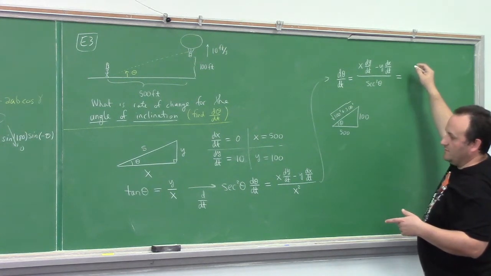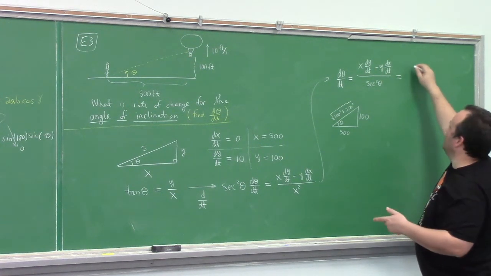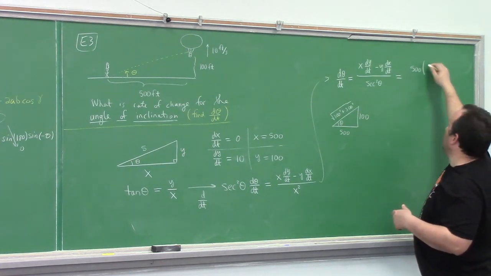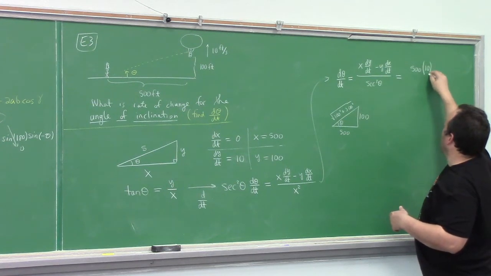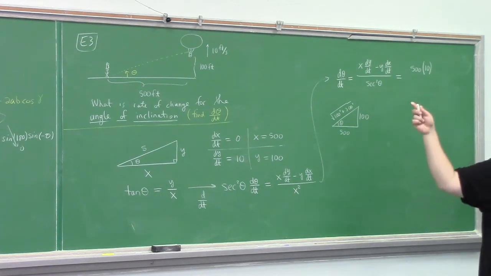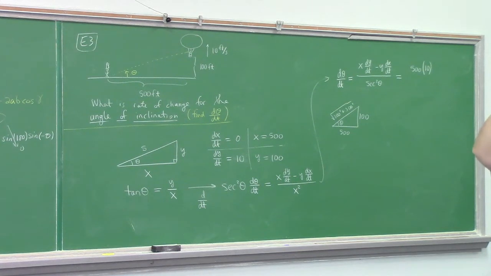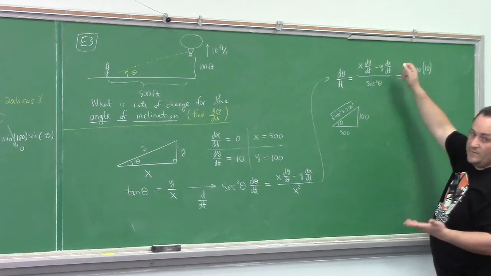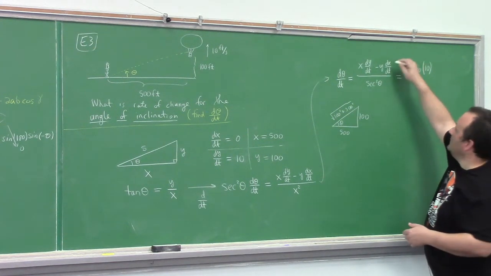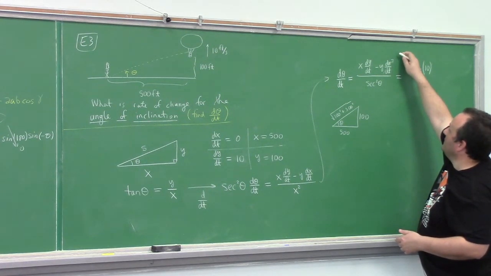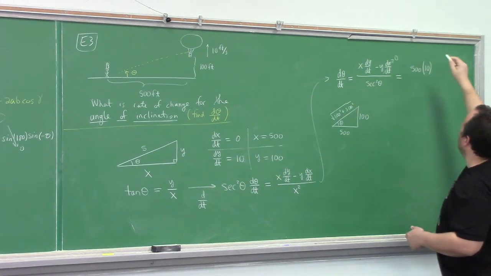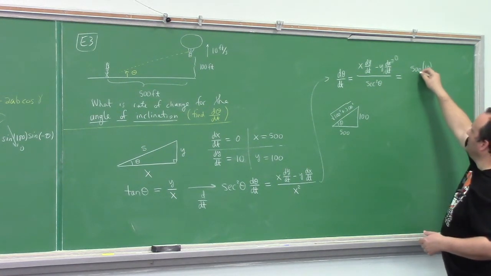So x is 500 times dy/dt. Now, was I right? Is that positive? Check me on that. Does that make sense? It's going up. If the balloon was coming down, be careful, that would give us a negative dy/dt. Watch out for that in these problems. Now dx/dt was 0 because we're assuming the balloon's vertical. So 500 times 10 divided by secant squared, which is what?